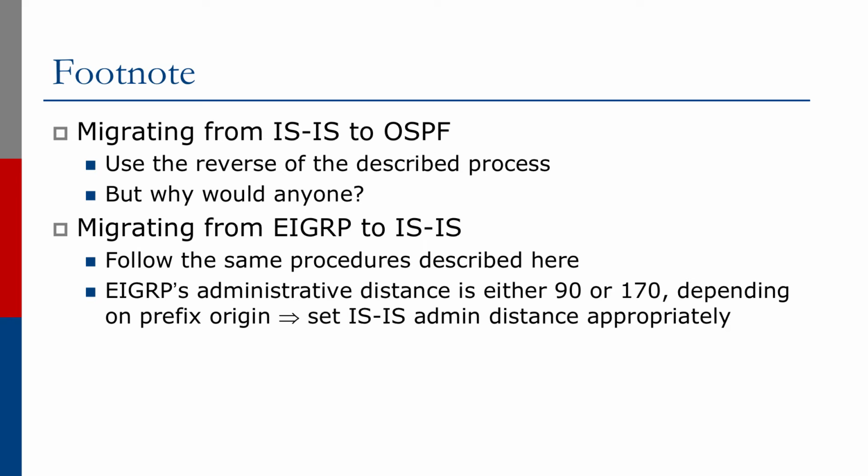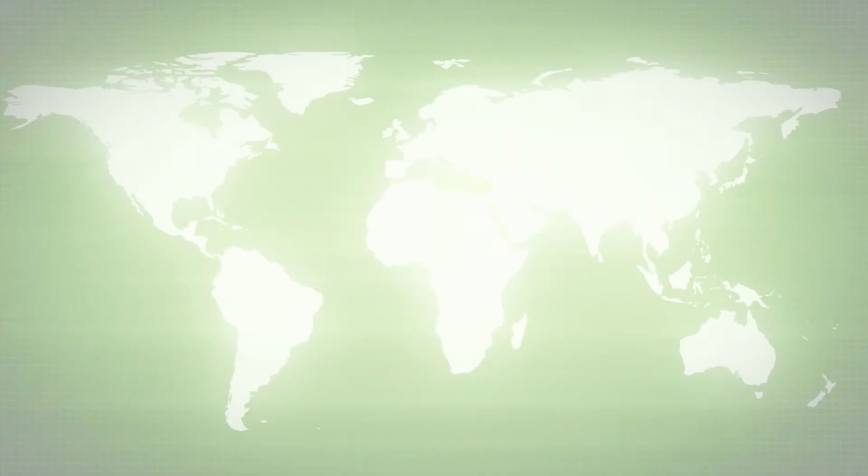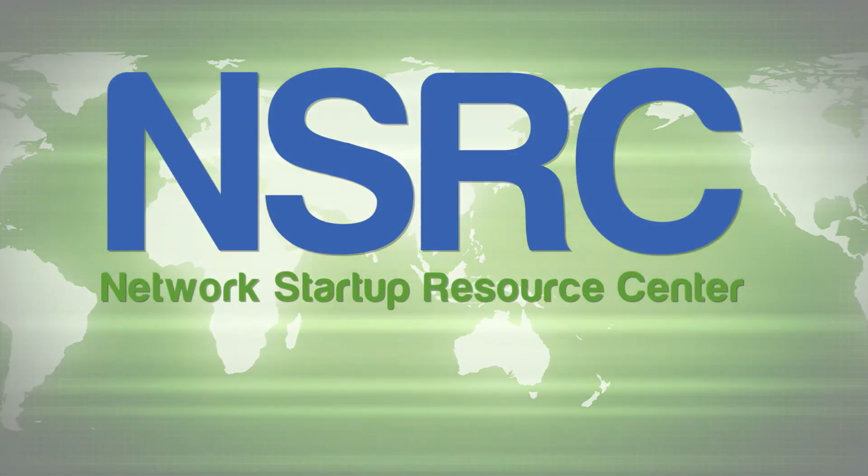If you're using another routing protocol, for example Cisco's EIGRP, and you want to move to ISIS, again, the same procedures as described here should be followed. But note that EIGRP's administrative distance is either 90 or 170, depending on the prefix origin. So you would need to be careful setting the ISIS admin distance appropriately. Basically make the admin distance higher than 170 when ISIS is being first deployed.